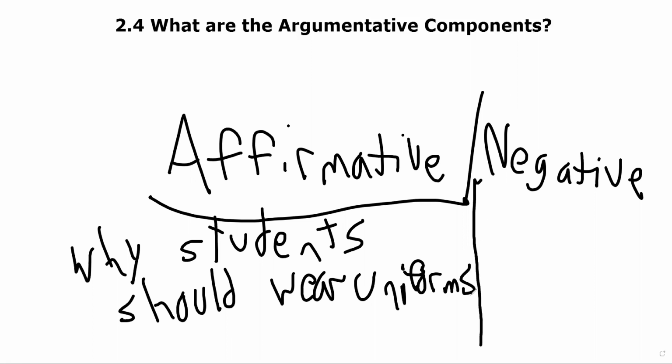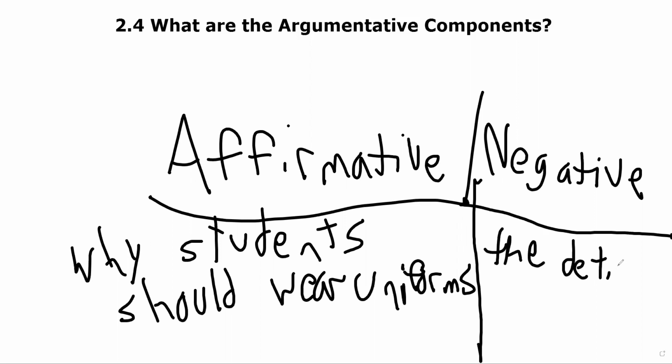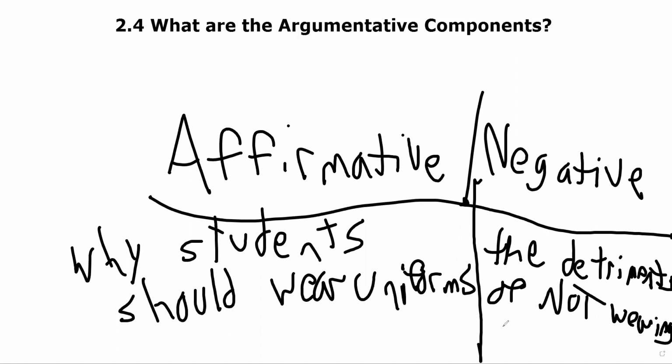And in the case of the negative, this would be the detriments of not wearing uniforms. And so an effective and nuanced, thorough argumentative essay would look at both sides of this. It would suggest that students should wear uniforms for various affirmative reasons, one being perhaps increased school spiritedness, another being perhaps greater uniformity and more of a collectivist spirit among the students, thereby discouraging things like bullying and alienation.